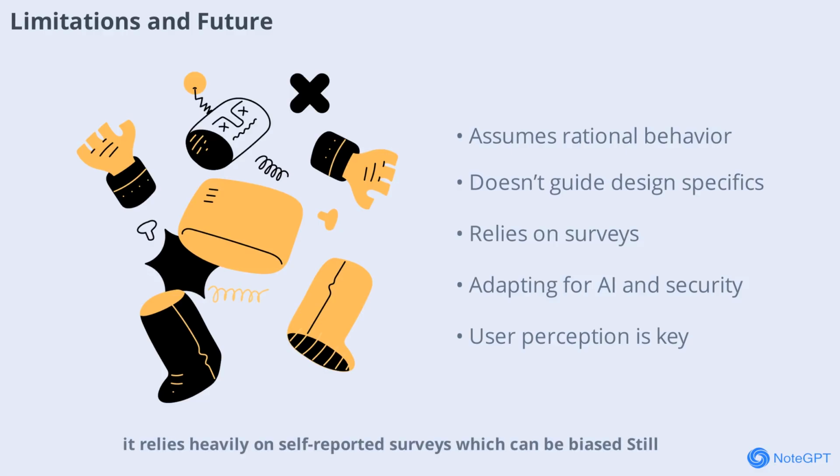Still, as technology evolves, especially with AI and automation, TAM's focus on user perception remains crucial. Researchers are now adapting TAM for AI, adding new factors like trust and security. The model's core lesson endures: for technology to succeed, it must feel useful and easy to the people who use it.